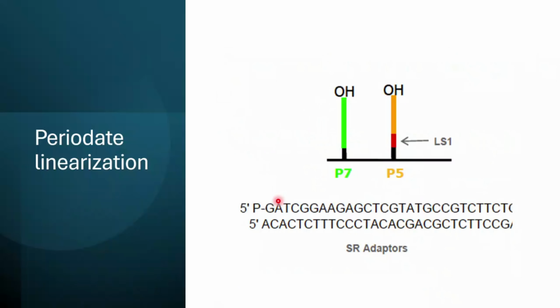to each other. To separate them, the P5 adapter has this region that you can break, and you can do that by using a chemical called periodate, and it will linearize the molecule. So when you break it from one side, the other side will just go like this. Okay?